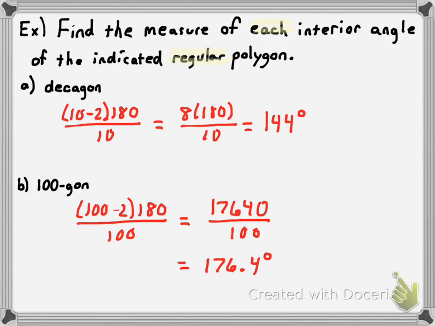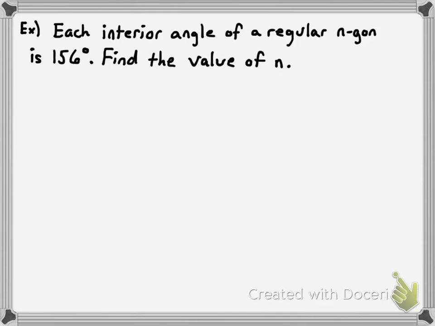One more question, which is going to use that same concept of how many degrees are in each angle of a regular polygon. Here I'm telling you that each interior angle of a regular n-gon is 156 degrees. Find the value of n. Here's essentially the question. Since I'm telling you that you have an n-gon and to find the value of n, what I'm asking you to do is figure out how many sides a regular polygon would have if each of its interior angle measures is 156 degrees.